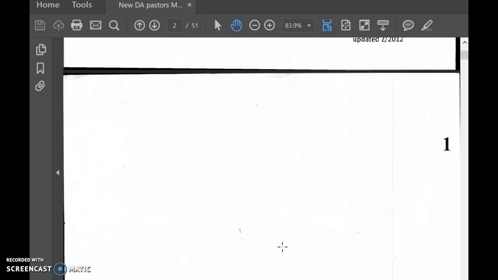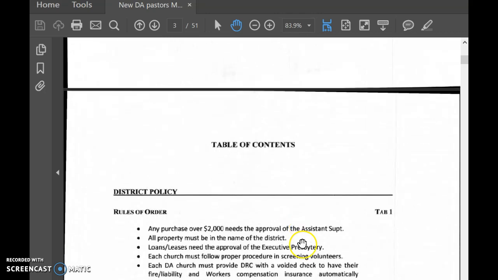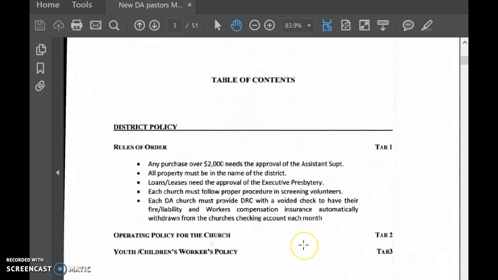So you're going to see, if you actually print out the handbook and look at it, that there's different tabs, and we're going to look at the table of contents right now. I'm going to go through this quickly just because you have the time. When you have the time, you can go back and review this video. We're going to look at the rules of order. That's going to be under tab 1.